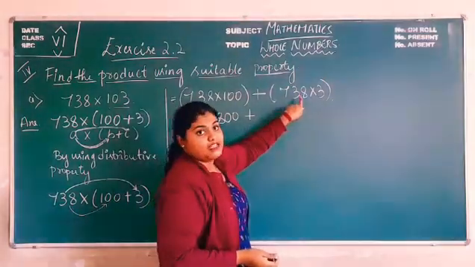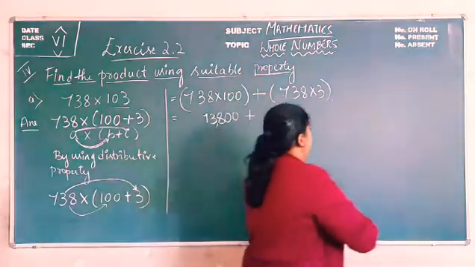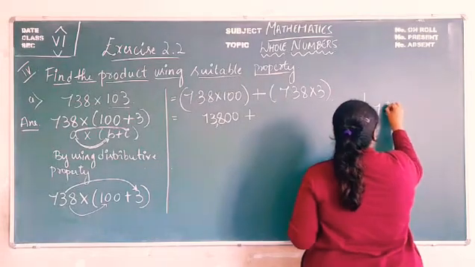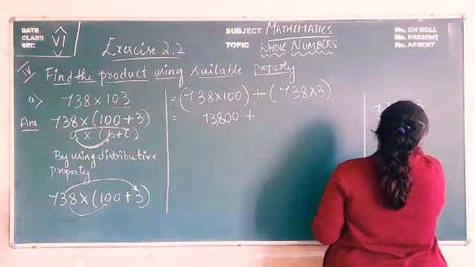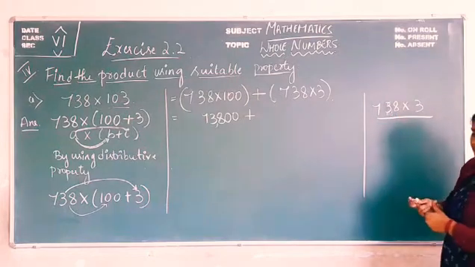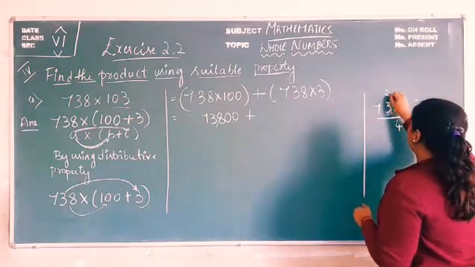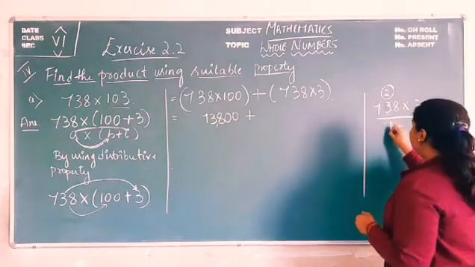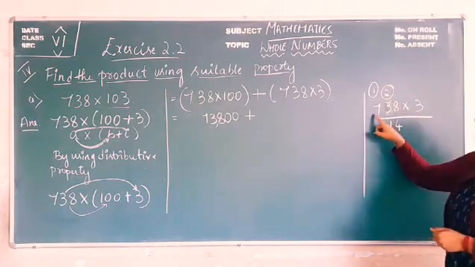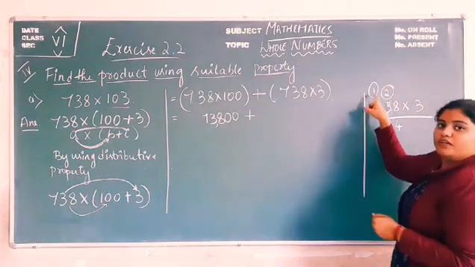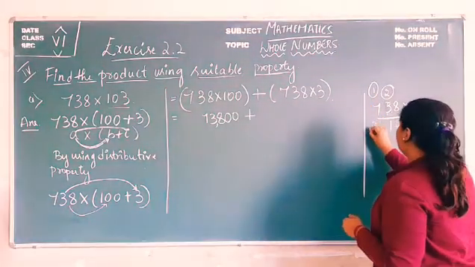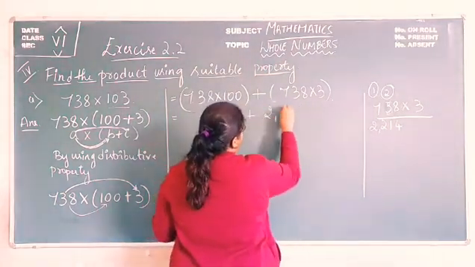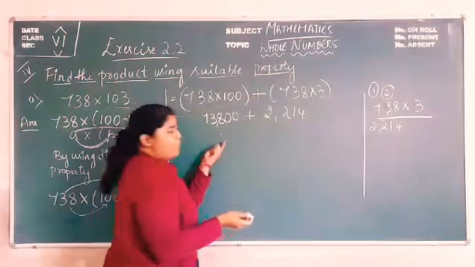Then we have to multiply 738 into 3. We'll multiply and see. So 3 8 is yes, 24. So 4, 2 carry. Then 3 3 is 9, 9 plus 2, yes, 11. So 1, 1 carry. Then 3 7 is yes, 21, 21 plus 1, yes, 22. So we got 2,214. Now what is the next step?